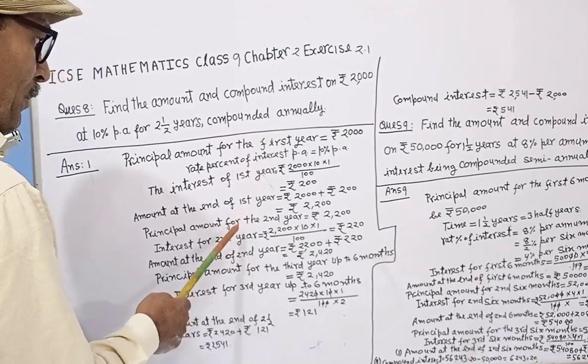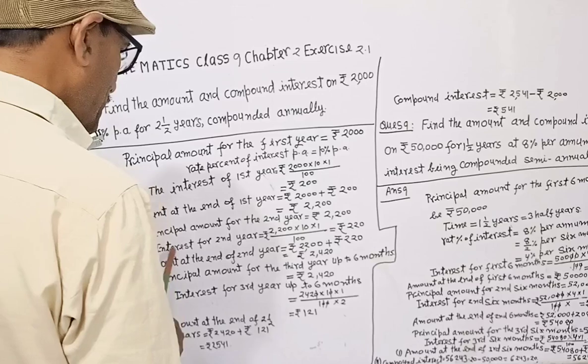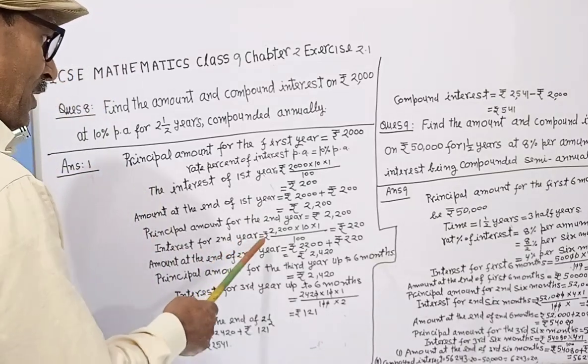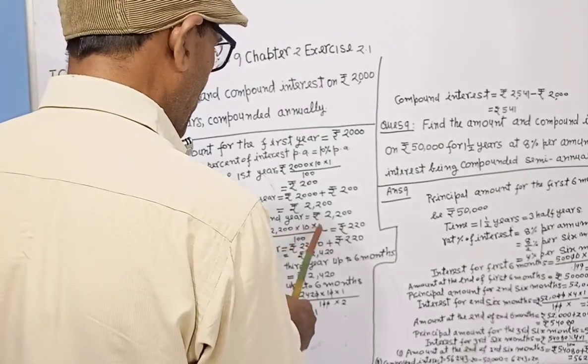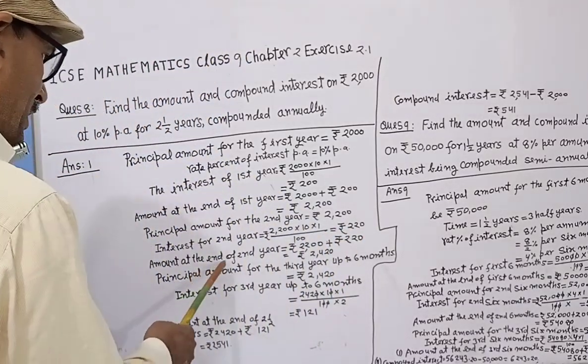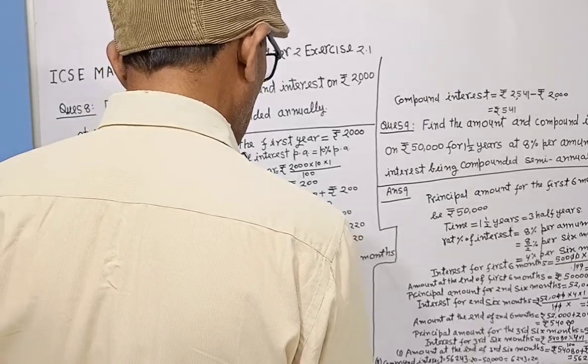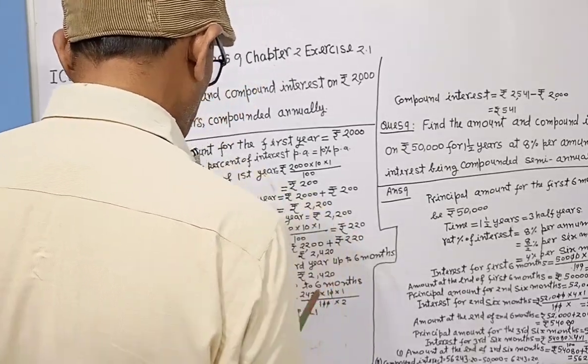Principal amount for the second year equals rupees 2200. Interest for the second year equals rupees 2200 × 10 × 1/100, which is equal to rupees 220. Amount at the end of the second year is equal to rupees 2200 plus 220, which equals rupees 2420.